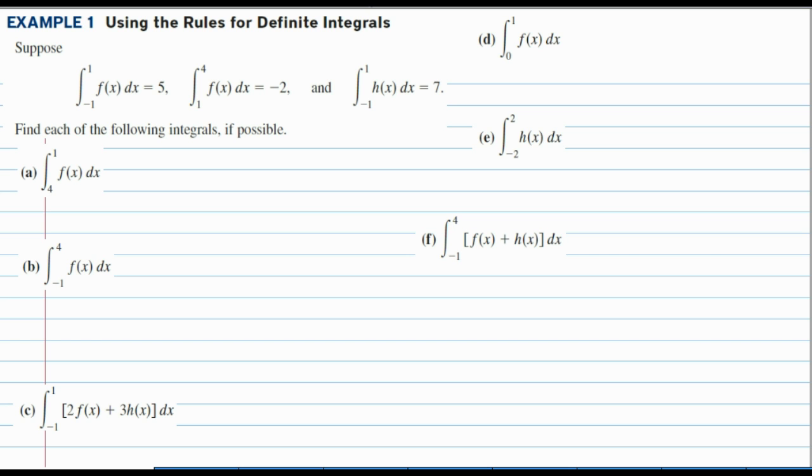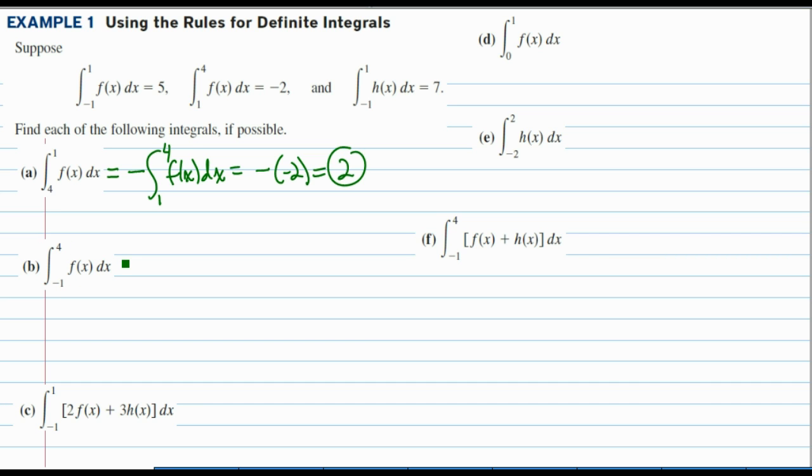Well, from 4 to 1, I know the antiderivative from 1 to 4, but because of the property that lets me change the order of integration, I'm going to say that this is going to equal the opposite of the integral from 1 to 4 of f of x dx, which means it's going to be negative -2, so that is positive 2. Part B, the integral from -1 to 4 of f of x dx.